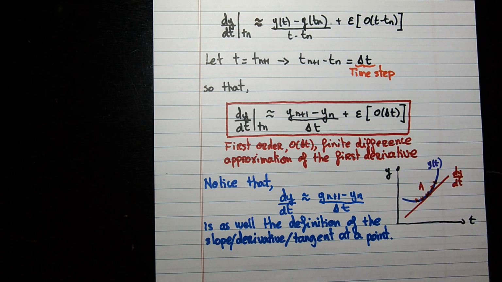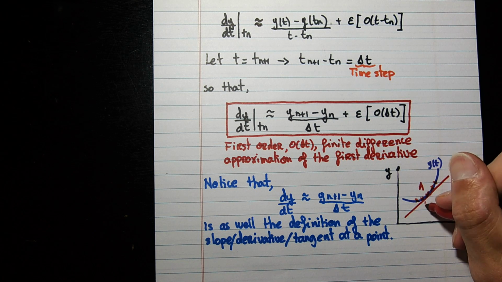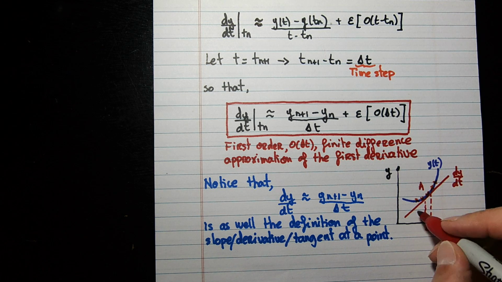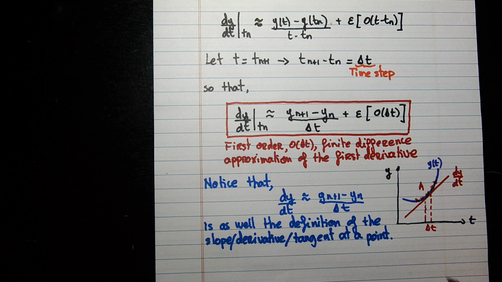Okay, so let's say this time step over here. So the closer the 2 points are through which you can draw the tangent to the point, the more accurate will be the solution to the equation at that point. Alright?